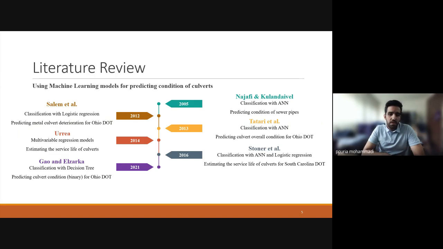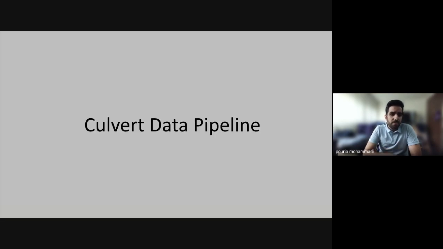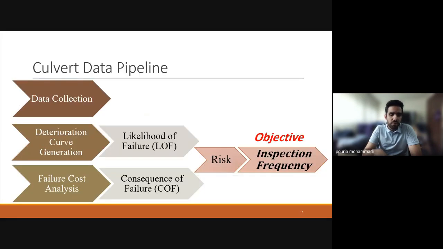Previous studies also developed a variety of culvert condition prediction models depending on the type of the target variables. Also, they used a variety of algorithms in their studies, such as decision trees, logistic regression, and artificial neural networks. After reviewing the previous studies, I will explain the methodology that we have used for generating the culvert deterioration curve.